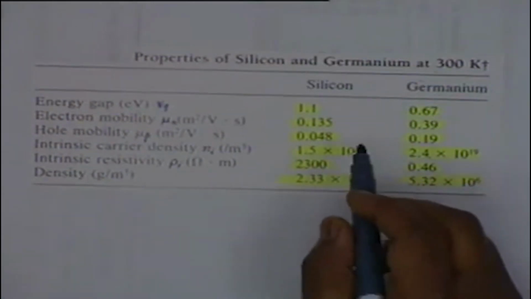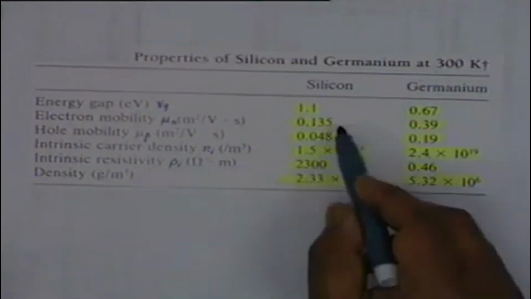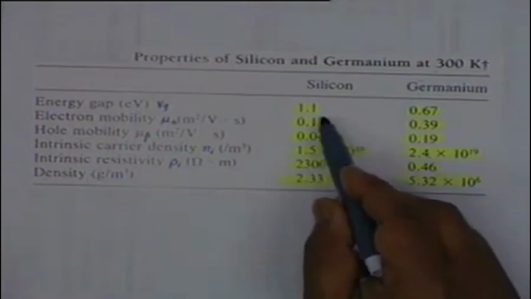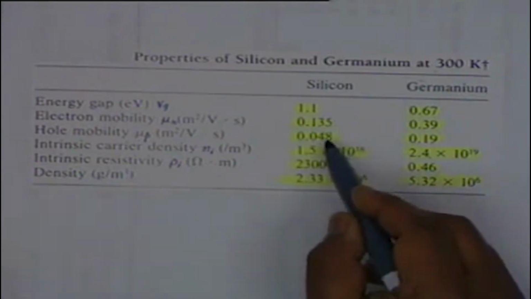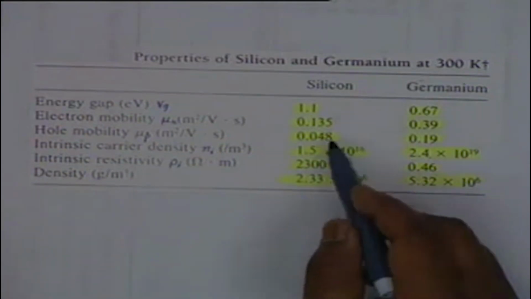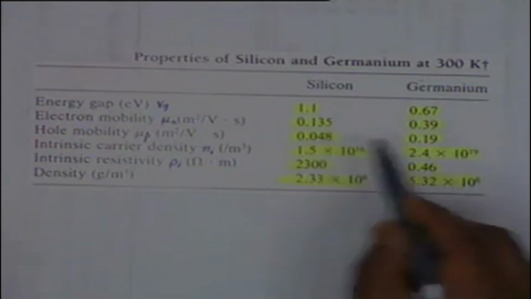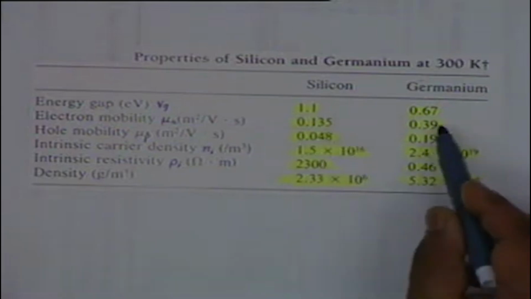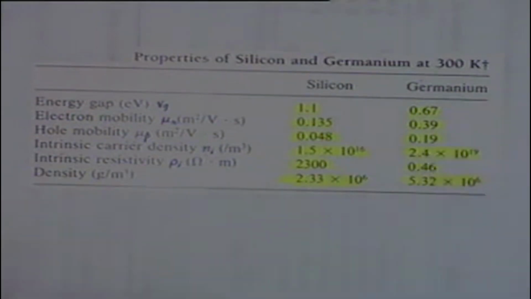The electron mobility and hole mobility: if you look at these two figures, you see that the electron mobility is much higher than the hole mobility. Holes are less mobile than electrons. This is true in silicon as well as germanium, 0.39 and 0.19.